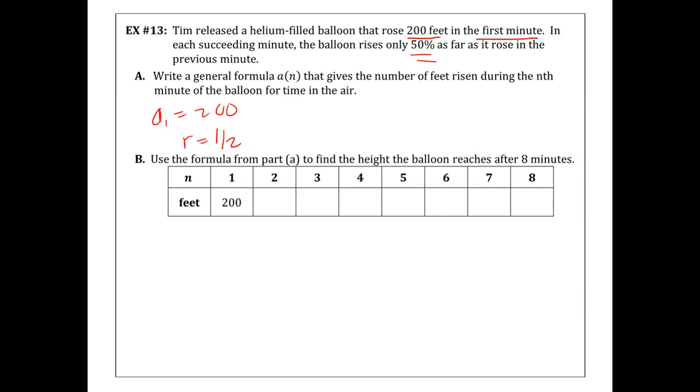Okay, so when he first released the balloon, it went boom. But now the balloon is going to slowly start doing what? Decreasing. It's going to slowly make its way back down. But wouldn't it be rising? Yeah, because it says it only rises 50% as far, so it's still going up, it's just not as quick. Is it going up? Yes, when it rises only 50% as far.